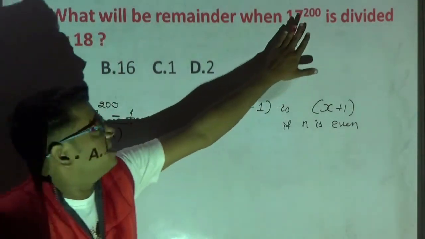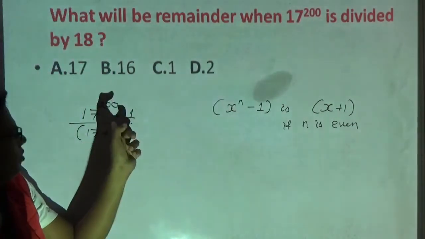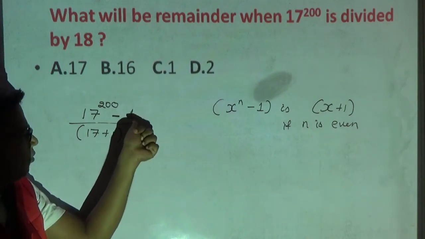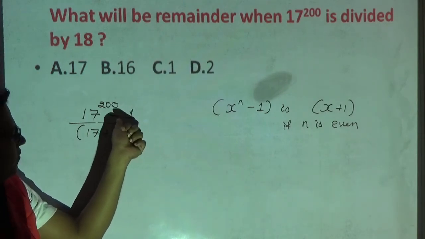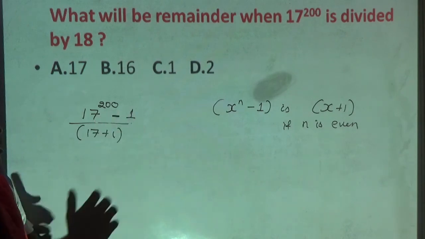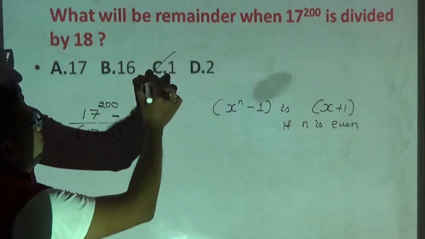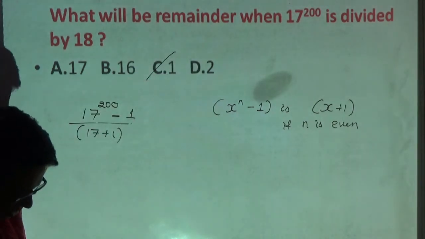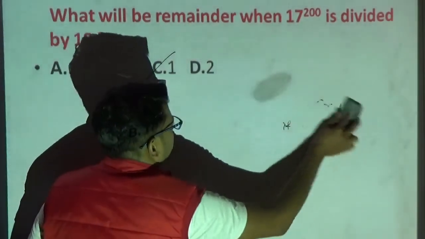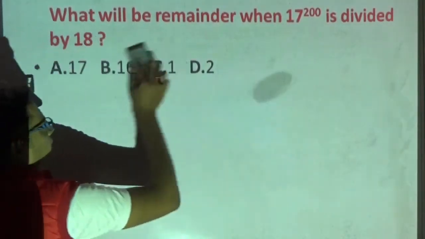If I want to divide this completely by 18, I have to do minus 1. This minus 1 is the remainder. 1 is the remainder, correct? If I subtract 1, then only it is divisible. Therefore, the answer for this question is option C. Hope you have understood with this example also. Very simple. Only thing you have to do is apply the logic here. Hope you have understood.